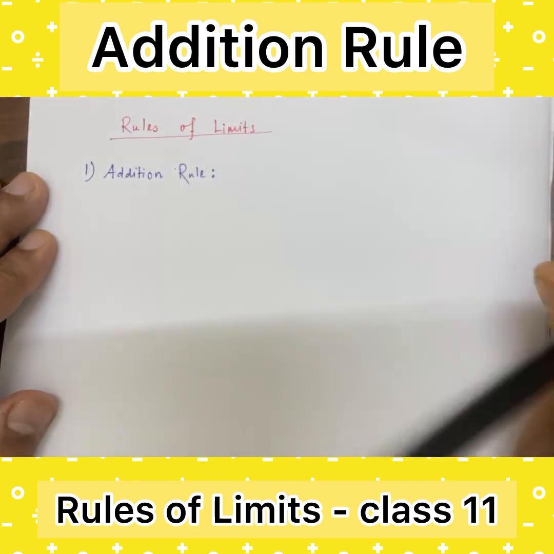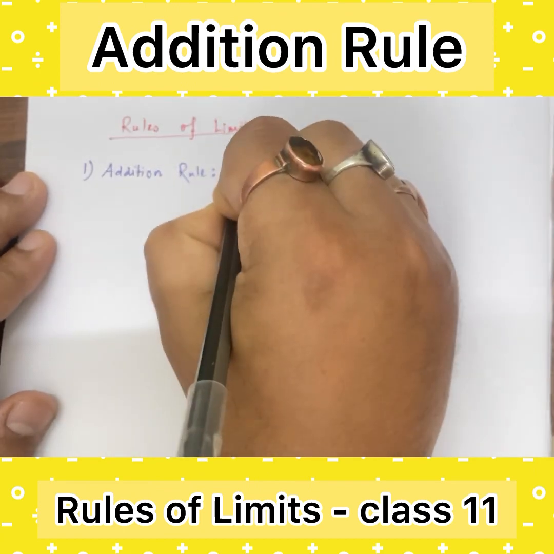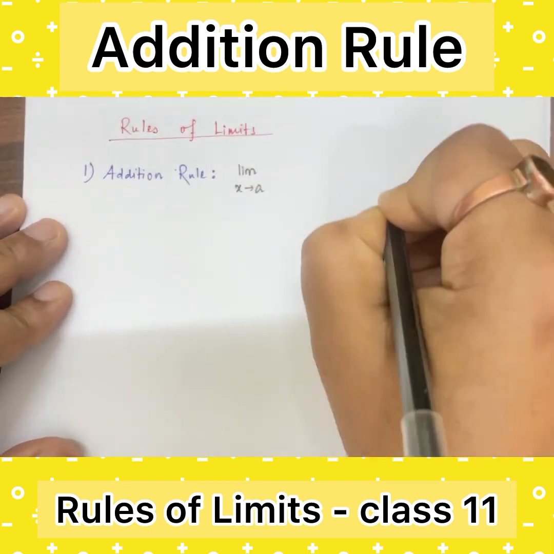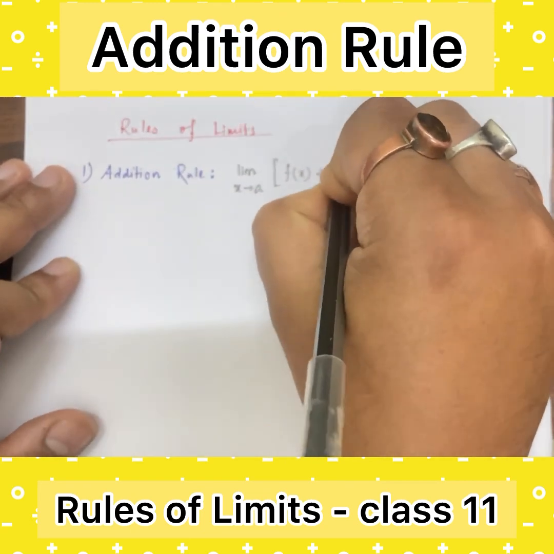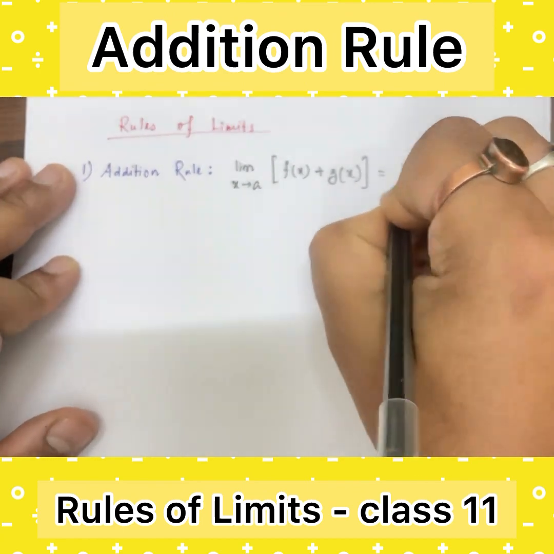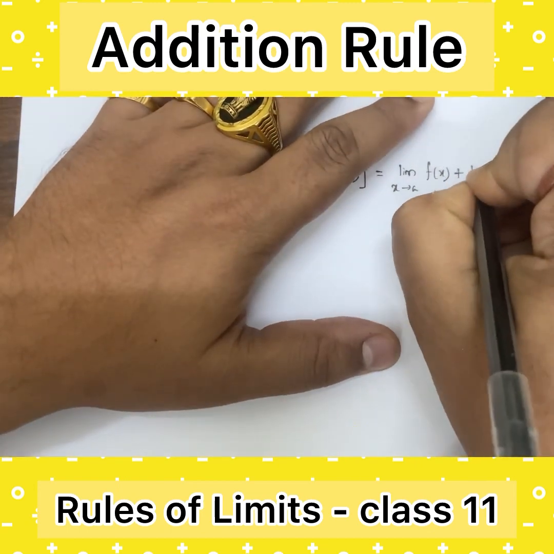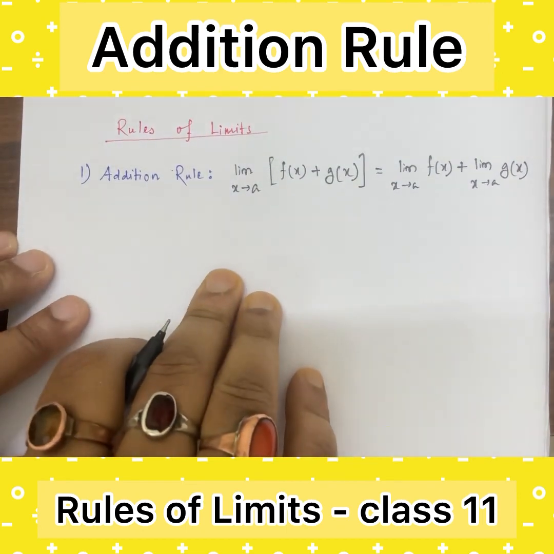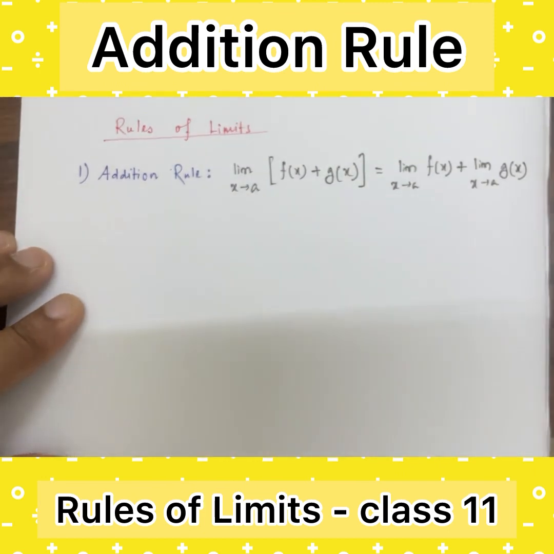So for the addition rule of limits, we can say that the limit as x tends to a of f of x plus g of x will be equal to the limit as x tends to a of f of x plus the limit as x tends to a of g of x, which means that we can separately do the limit of the functions and then add them. So this is known as the addition rule of limits.